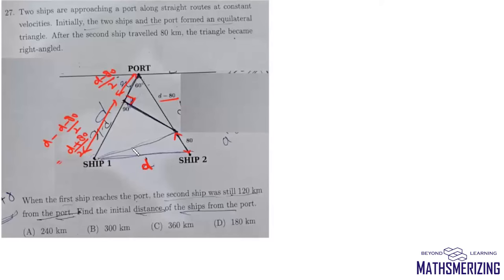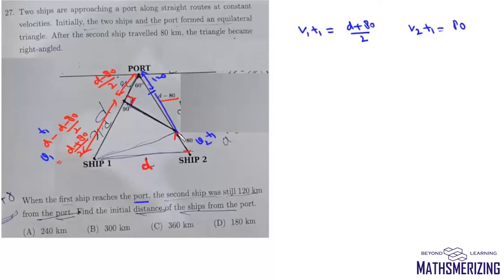Now suppose the speed of this ship is V1 and the speed of this ship is V2, and the time taken here is T1. Now from here we can write V1 T1 will be equal to (D plus 80) by 2, and V2 T1 will be simply 80. Now it says when the first ship reaches the port, the second ship was still 120 kilometers behind. So this second ship will be 120 kilometers behind.